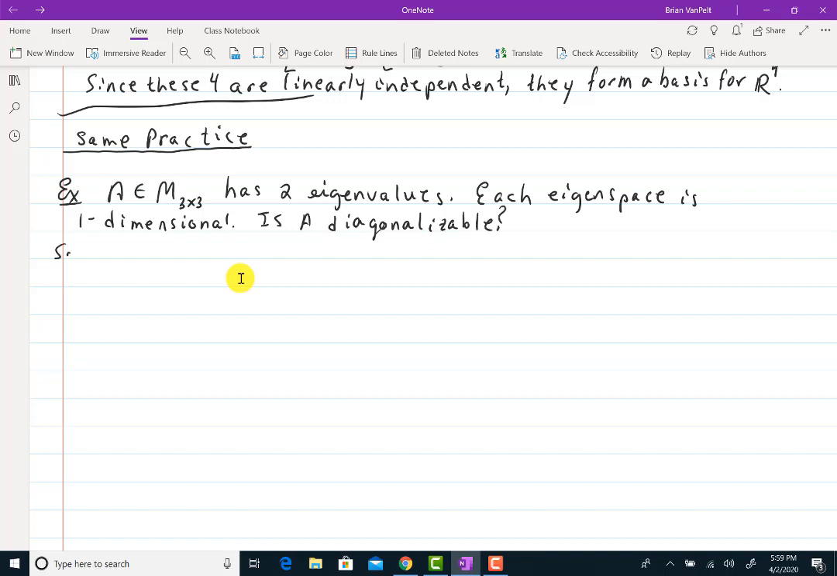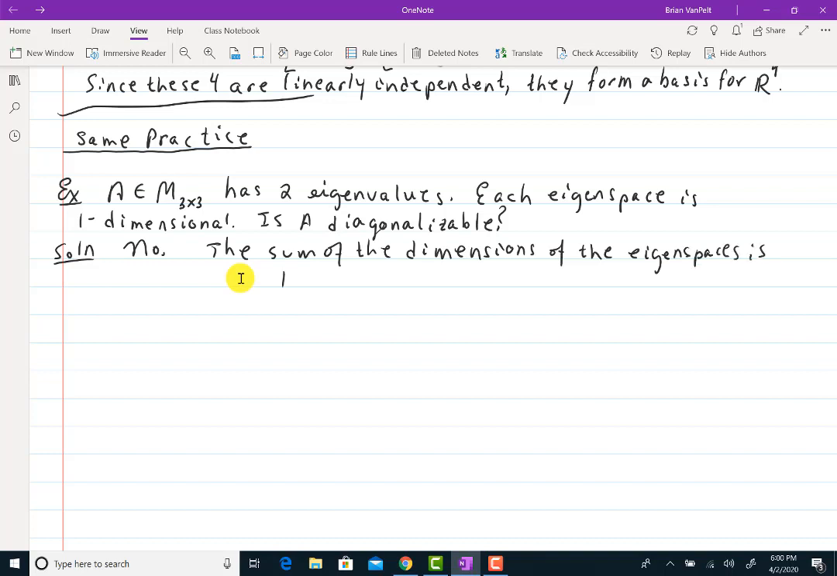Well, the answer to this is no. The sum of the dimensions of the eigenspaces is 1 plus 1. I was told that I have 2 eigenvalues. Each one had 1 eigenvector. This is a total of 2. Unfortunately, that does not equal 3, which is how big they need to be. You need at least 3 of them. So the answer to this is no.